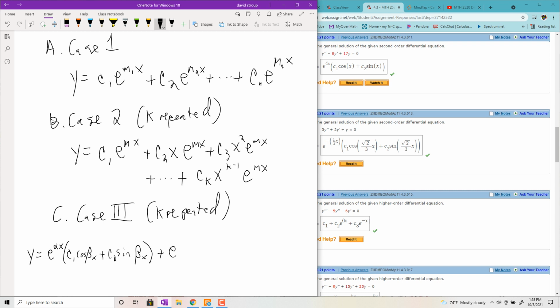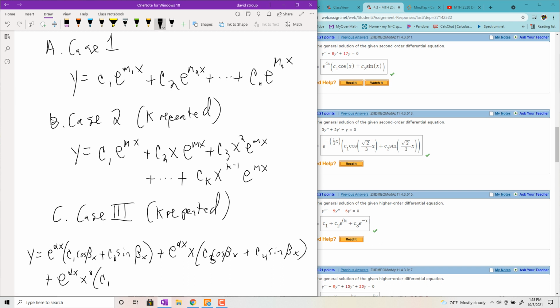So e to the alpha x times c1 cosine beta x plus c2 sine of beta x, then plus e to the alpha x squared, and of course you could distribute the x squared if you want to. These should be C3, C4. Sorry about that. So all of the constants are different.